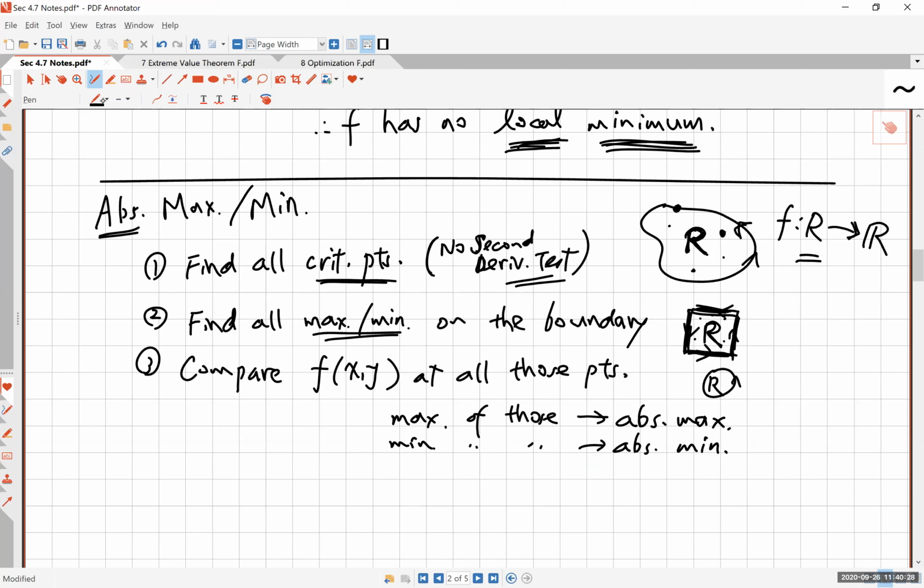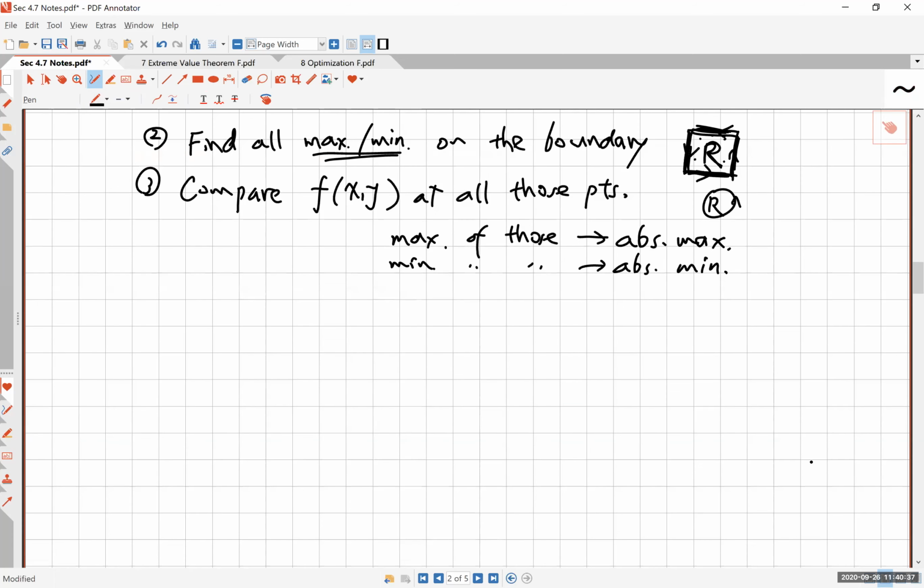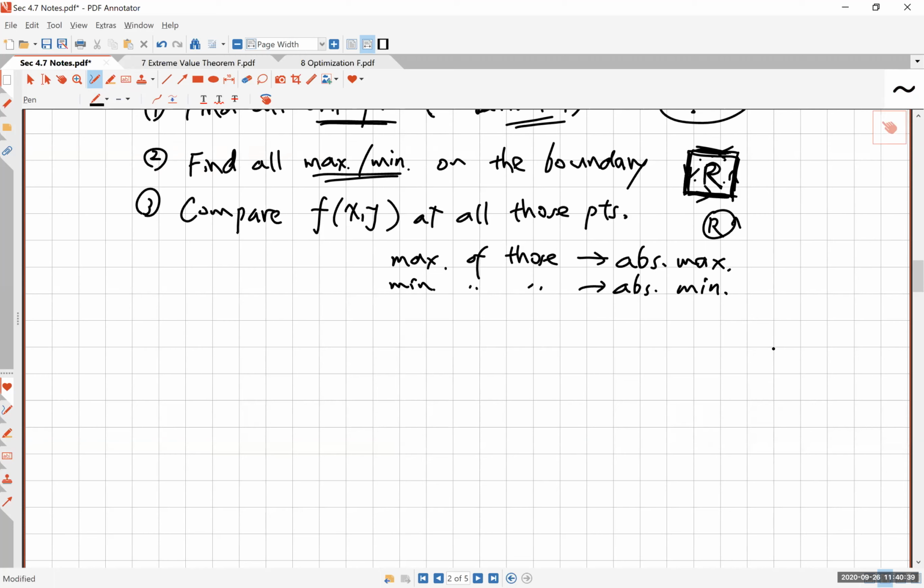So, I mean, this is just like what you did in calculus 1, except you don't have just two boundary points anymore, a and b. You have infinitely many boundary points because these are regions surrounded by either a square or a circle or a rectangle or something. Okay, so let's do an example here.